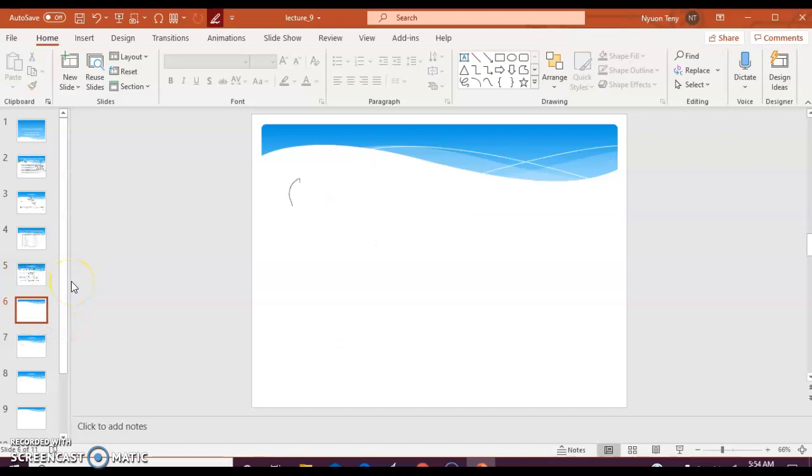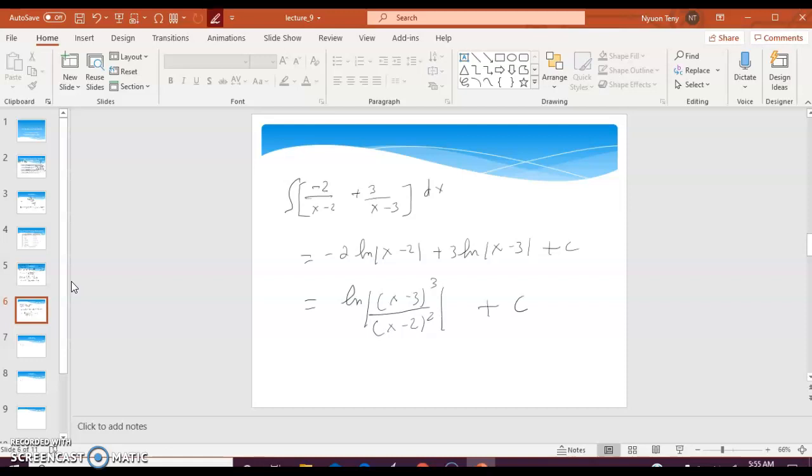From here my integration would be as follows. It's going to be the integral of negative 2 over x minus 2 plus 3 over x minus 3 dx, and that should give me negative 2 ln of x minus 2 plus 3 ln of x minus 3 plus c, and that should be equal to ln of (x minus 3) cubed over (x minus 2) squared plus c.